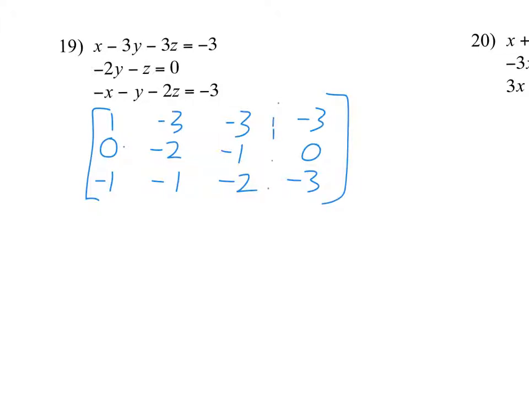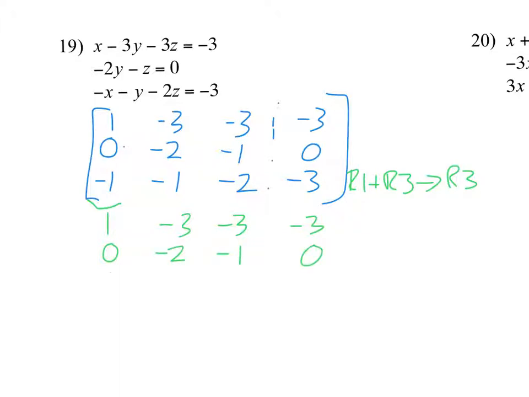Okay, and looking at this, I've already got a 1 in the top left, and I've got a 0 below it, so this is a great column to start working with. The first thing I'm going to do is say that row 1 plus row 3 is going to become row 3. And I'm going to rewrite everything else. So 1, negative 3, negative 3, negative 3, 0, negative 2, negative 1, 0. Then we've got 0, negative 4, negative 5, negative 6.